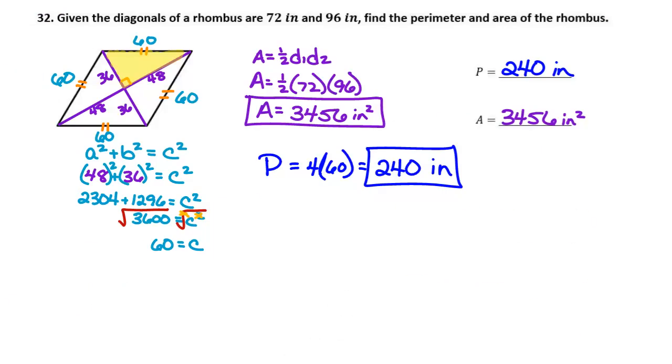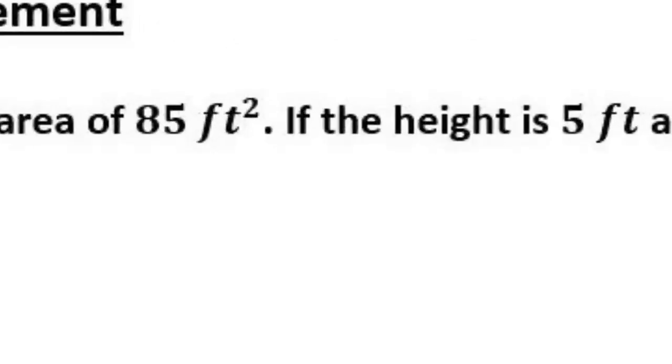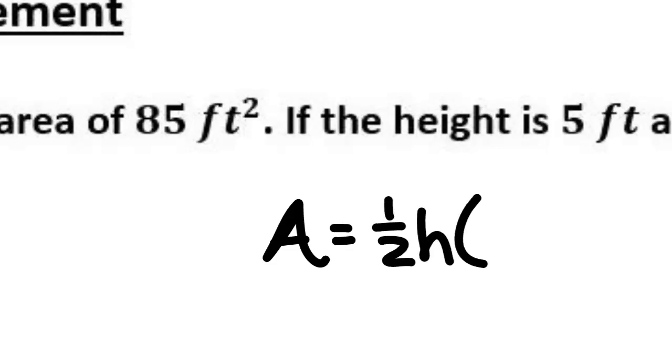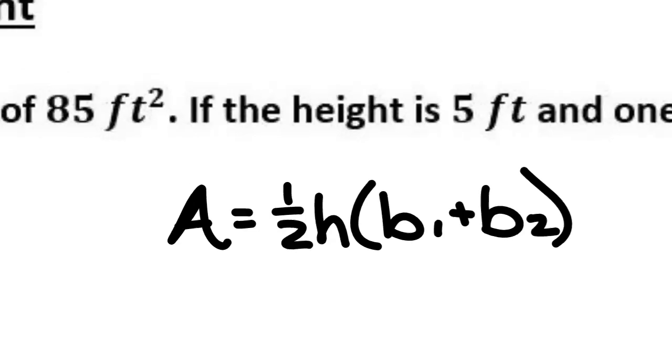What else would you guys like to see? Number 30? Absolutely. This is another formula you definitely want to make sure to have. This is the trapezoid area formula. Area of a trapezoid is 1/2 the height times base 1 plus base 2. This is the only area formula that has addition in it. Every other area formula has only multiplication in it.